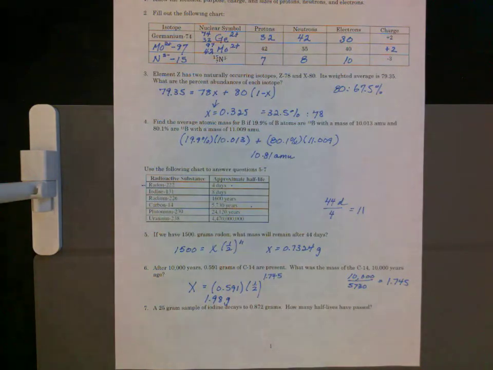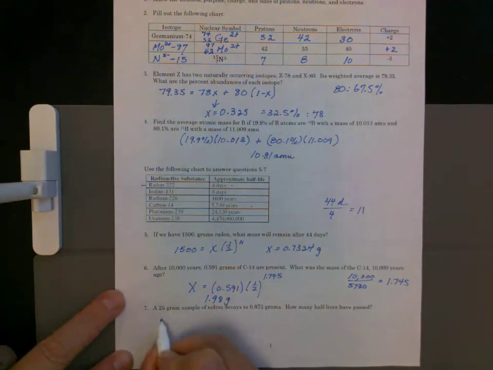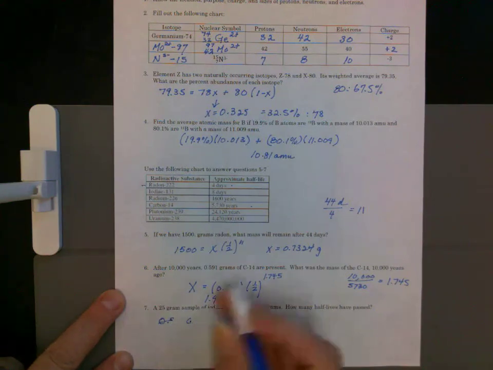All right, a 25-gram sample of iodine decays to 0.872 grams. How many half-lives have passed? All right, so this is one we're going to have to use the log button. So I started with my initial amount was 25 grams.